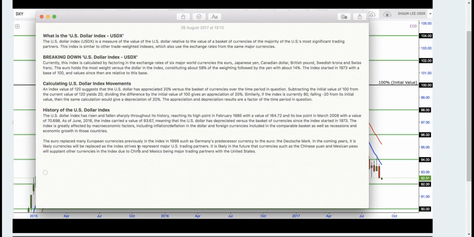Now, with that being said, the euro replaced many European currencies previously in the index. So there was a bunch of currencies that were also tied to this index. However, when the euro actually stepped in, all of those currencies went out and it was rounded off by the euro. So again, that's why the euro holds the most value, because beforehand we had a bunch of currencies that all impacted the dollar index and were more or less a part of it, but because all of them went away and it was replaced by the euro, it is making up for the currencies which were taken away, if that makes sense.